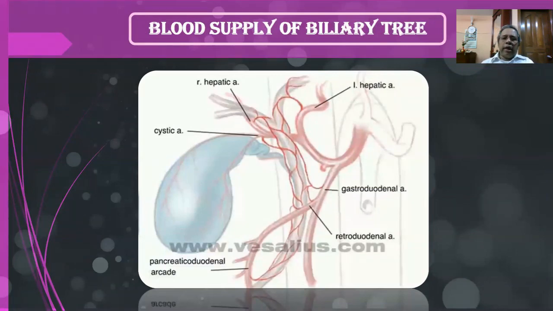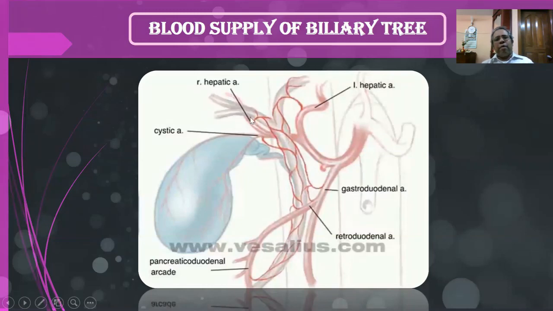And another important thing, look at the picture: the blood supply, that means the arterial supply of the CBD. If you look carefully, from the right hepatic artery there is a branch called the cystic artery, which supplies the gallbladder. But here, the duct is supplied by a lot of branches in an interlaced fashion.